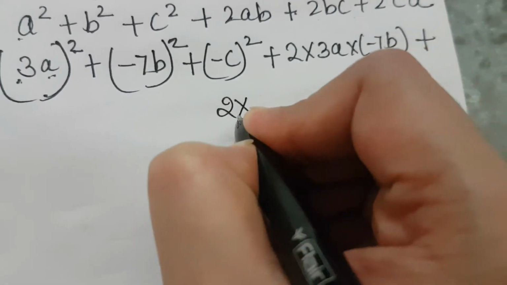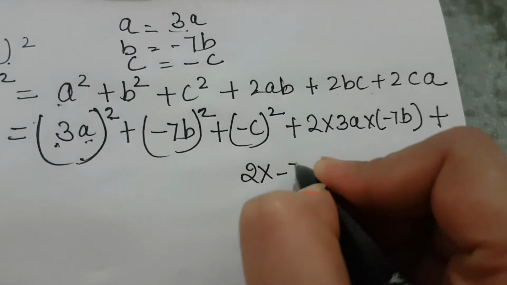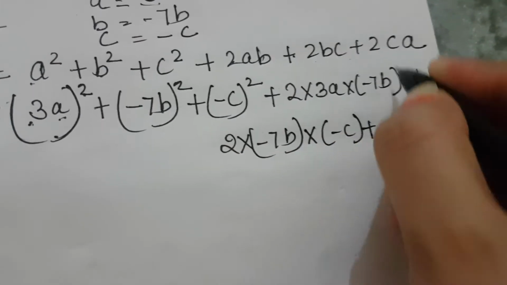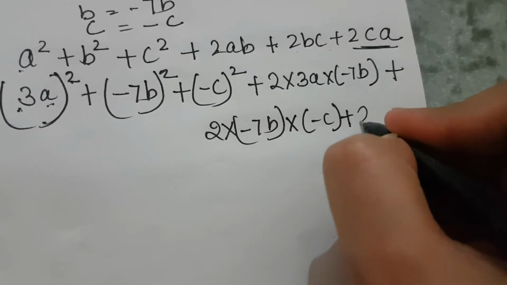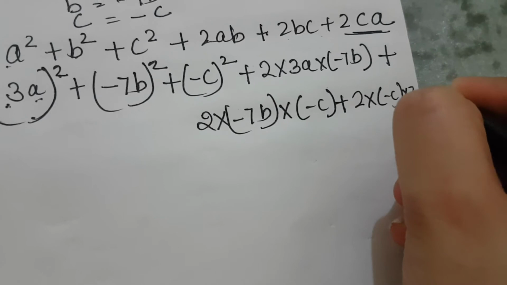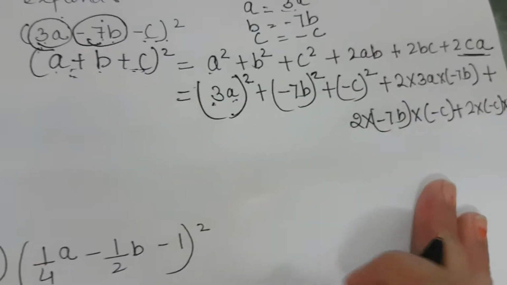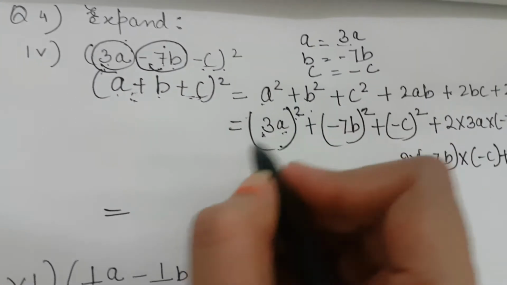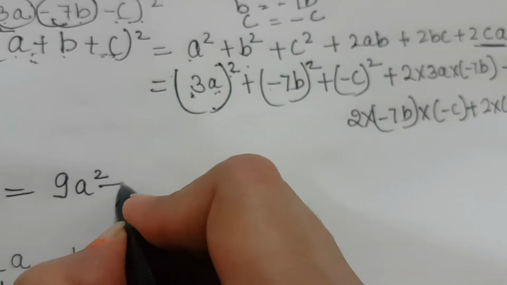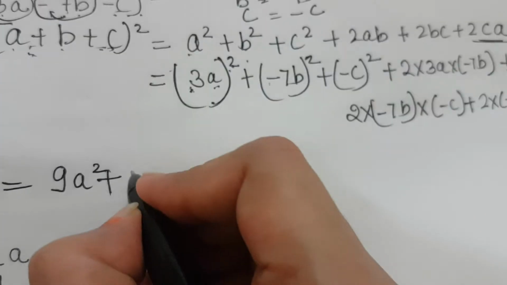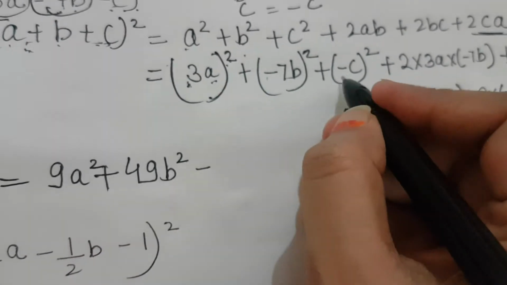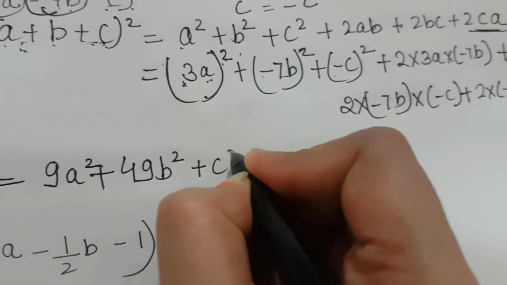So for 2bc, 2 into b, b value is minus 7b, and into c, c value is also minus c. Plus 2ca, so 2 into c value minus c and a value 3a. Now start calculating. 3a square: 3 square is 9 and a square is a square. Minus minus becomes plus, so this sign will be positive only. 7 square is 49 and b square is b square only. Minus square will be positive, so plus c square.